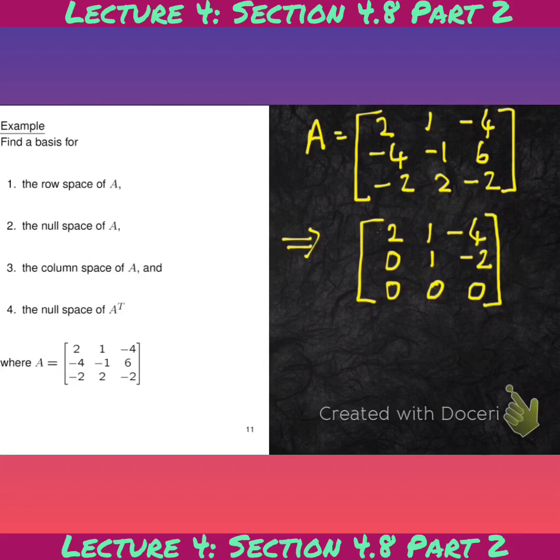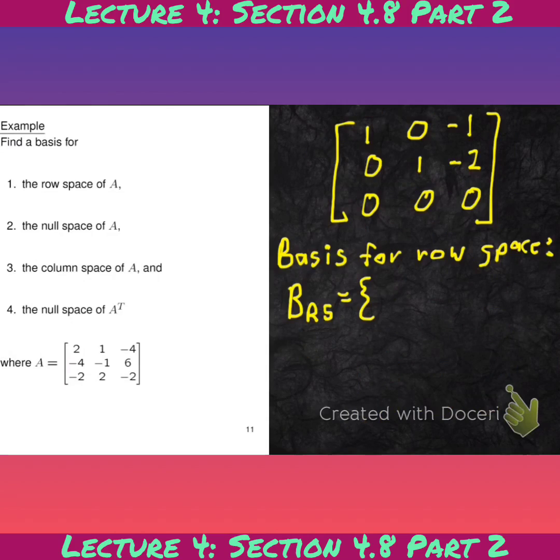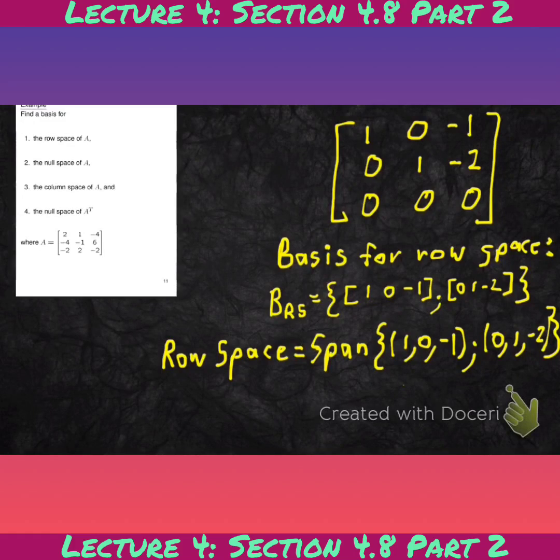Alright, and just taking it a little bit further there, we get the reduced row echelon form. So now it's easy to see what the basis for the row space is. The basis for the row space is the set containing these two row vectors. So the row space is basically the span of those two row vectors.